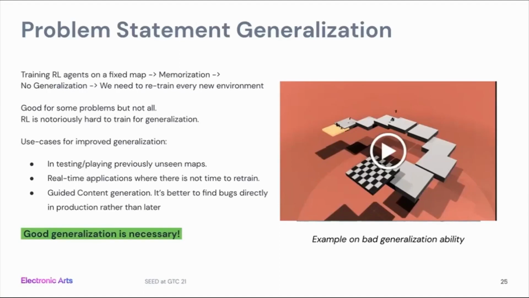So a little bit about generalization. The problem with RL agents on this is that if you train on a fixed map, which you often do, it memorizes the map, meaning that if it sees a new environment, it cannot really generalize. So then we need to retrain. And the video here shows an example of that.